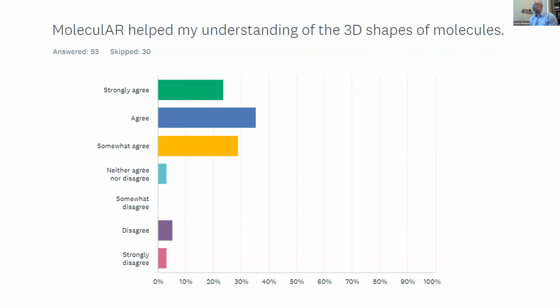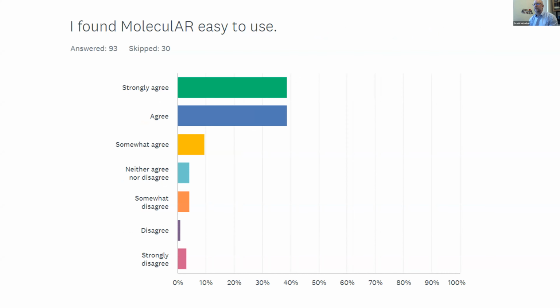Some of them, of course, strongly disagreed that it helped their understanding, but Chem 101 has a fairly substantial failure rate. So I'm sure that for some of those students that was probably true. It didn't really help them enough to get them through the course. But overall, very positive impressions of the app itself.